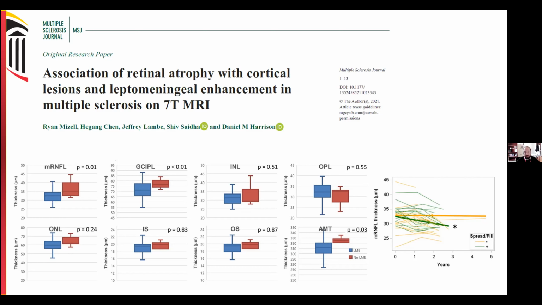And what we've seen in our study is that patients who have leptomeningeal enhancement, shown by the blue, compared to those who do not, shown in the red, have a thinner retinal nerve fiber layer in the macula and a thinner ganglion cell interplexiform layer in the macula. And in addition, if you follow those OCT scans over the years, the patients with the spread-fill type morphology of leptomeningeal enhancement have a faster thinning of their macular retinal nerve fiber layer and also a couple of the other layers in comparison to those who did not have that enhancement, where their OCT values stayed relatively the same over time.